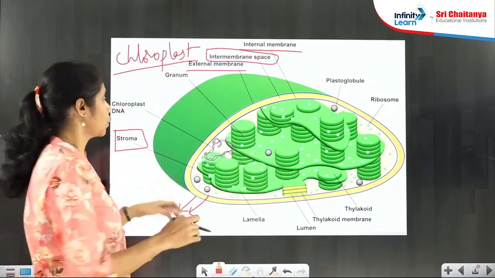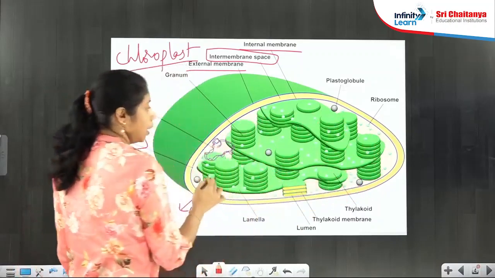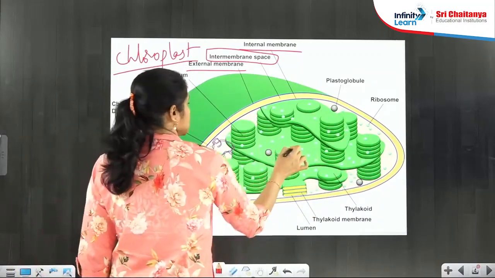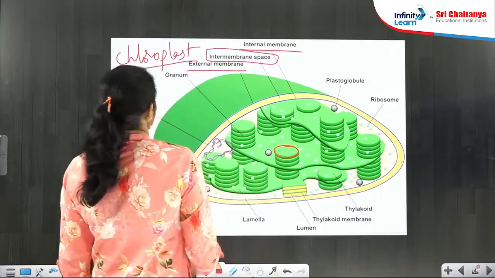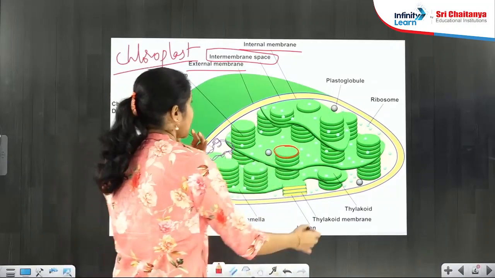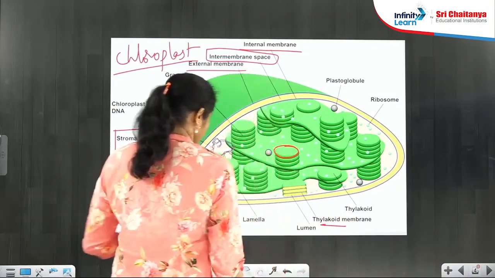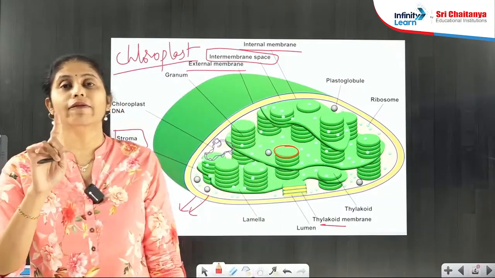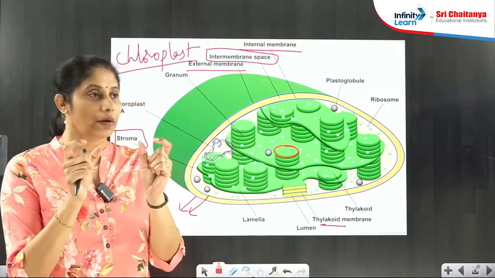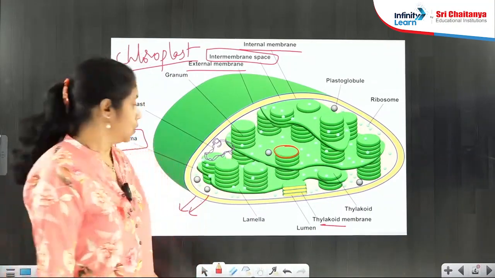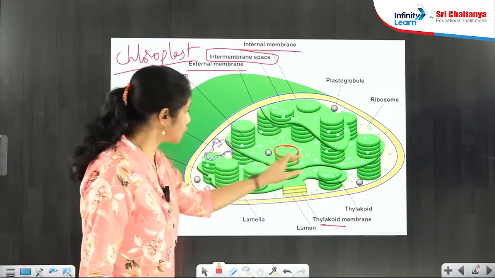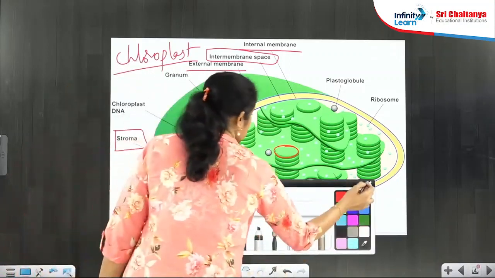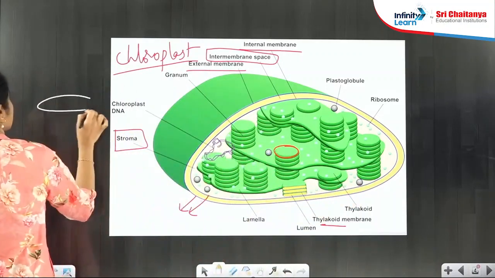In the stroma, you can see this white one is a stroma, and in that small green color structures are present. These green color structures are called thylakoids. Each one is called a thylakoid and they contain only one membrane. Each thylakoid will be having one membrane. So in the stroma, these green color structures are there, single membrane bound sacs.